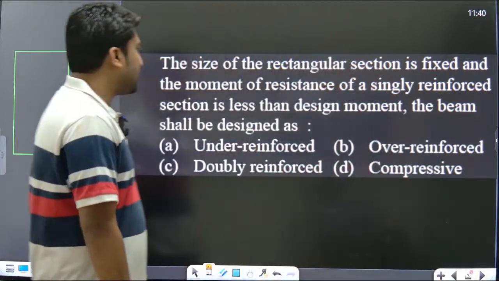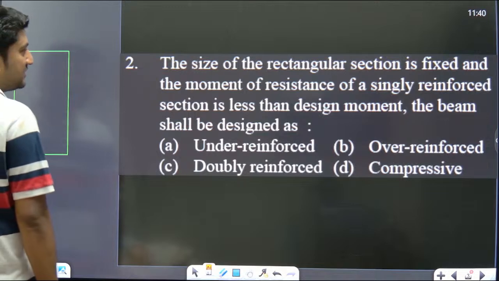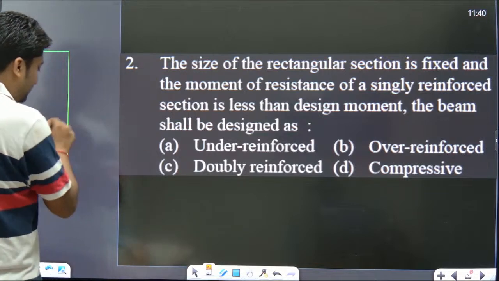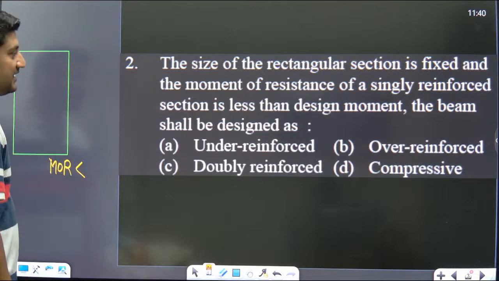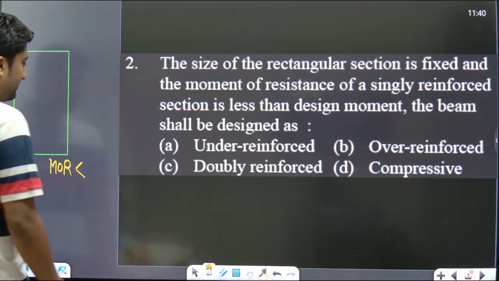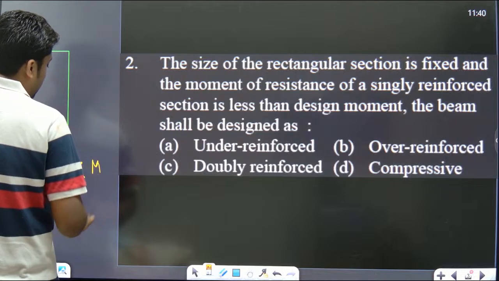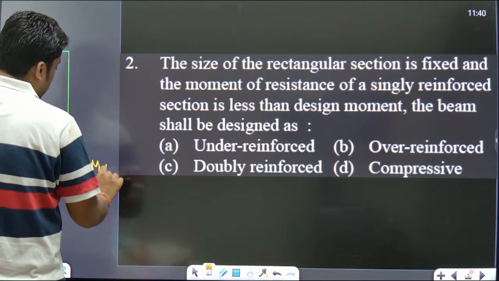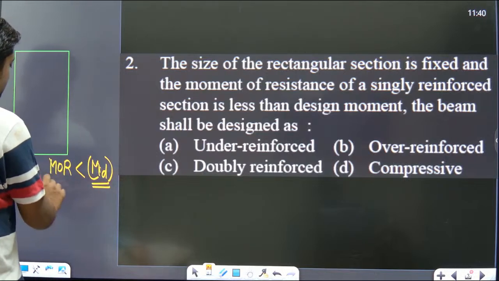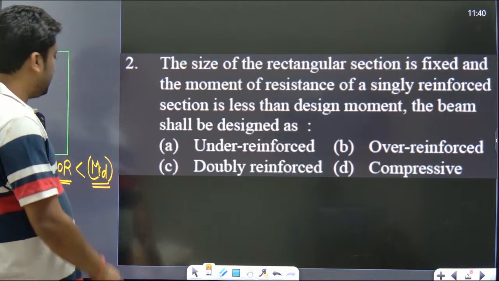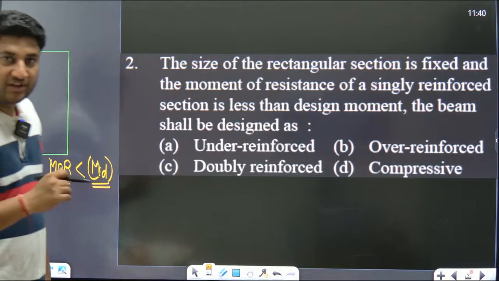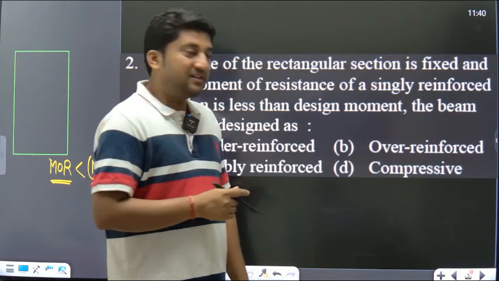And the question states that the moment of resistance of this section is less than design moment. Understood everyone? So the moment which is coming on the beam is more than the moment of resistance. So what will you do? Now there is only one option, that you can change the area of the steel.